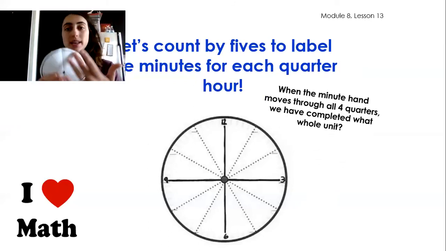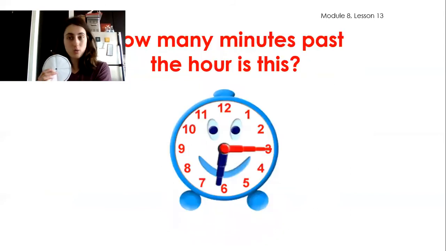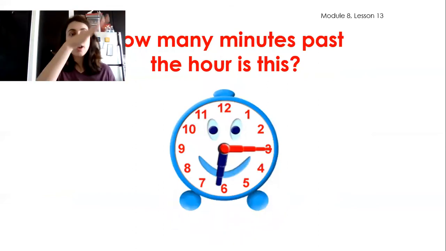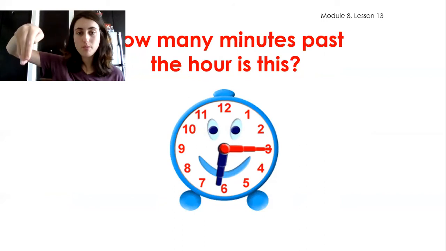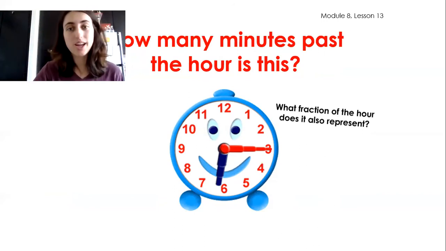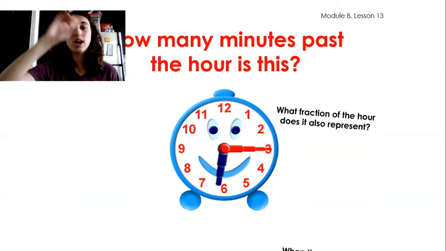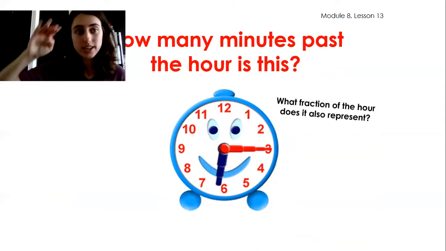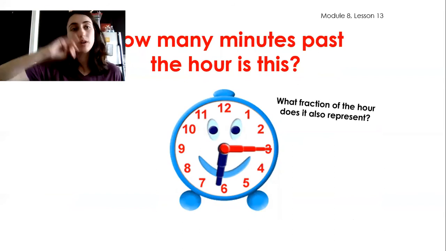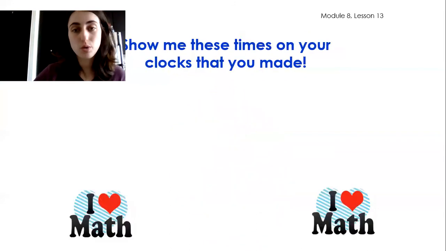So when the minute hand moves through all 4 quarters, we've completed what whole unit? 1 whole hour, right? And so on that clock, how many minutes past the hour is this? 15. And if we move around more, 30. And if we move around more, 45, right? As we go around the whole clock, the fraction each time would be 1/4, 1/4, 1/4, 1/4, which makes 4/4, right?